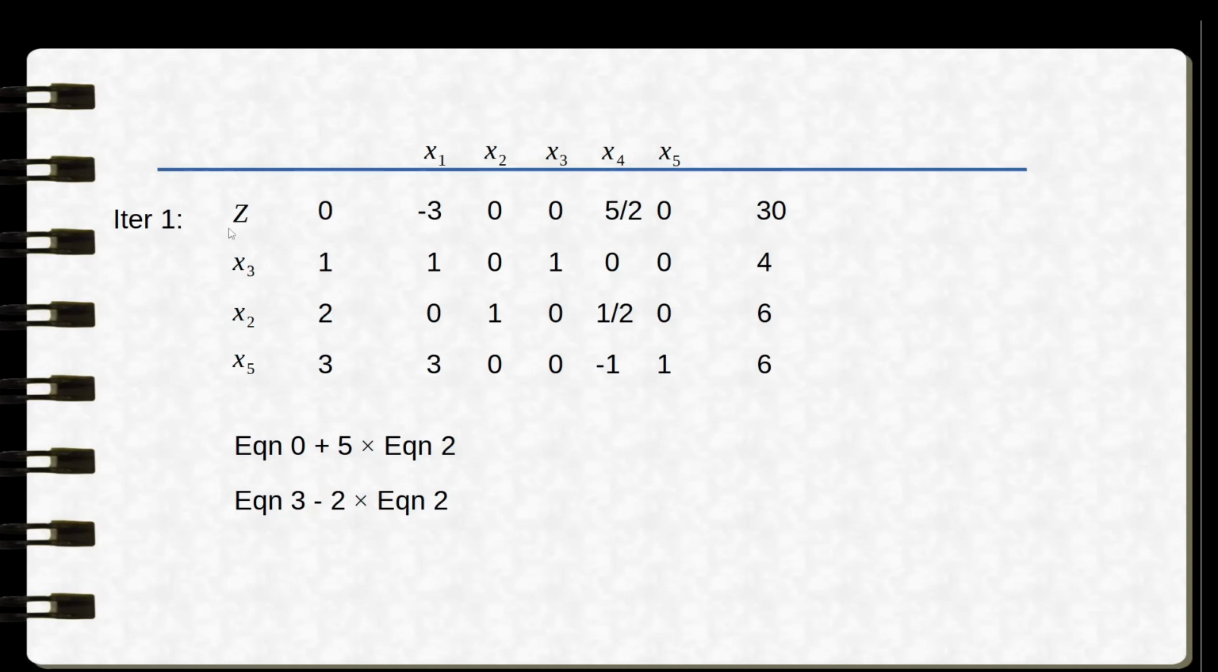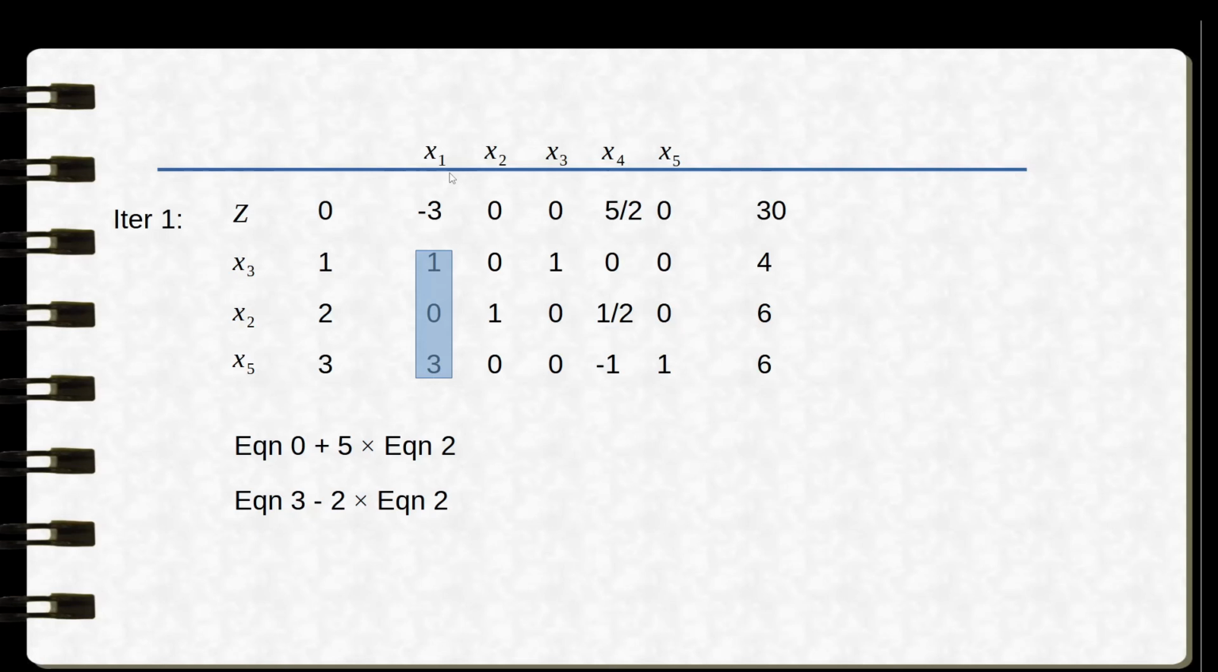Once again, we look at the zeroth equation and we try to find where is the highest negative number. That the most negative is -3, right? 5 by 2 is positive. So x1 now becomes our entering variable. So we box all the coefficients of x1.